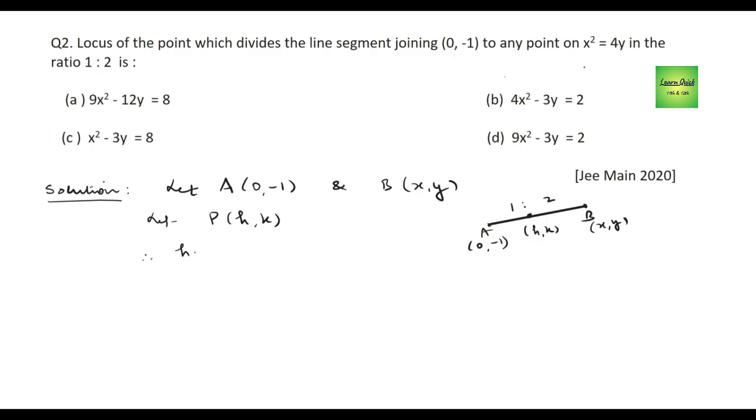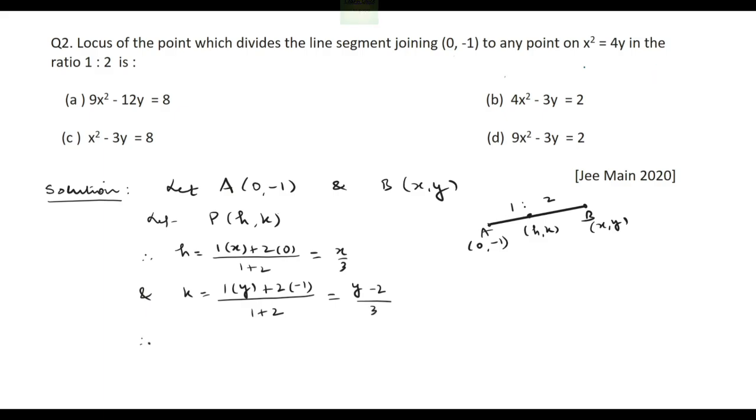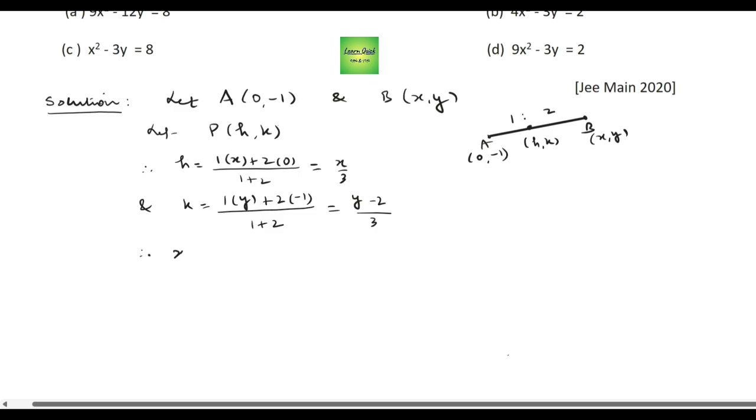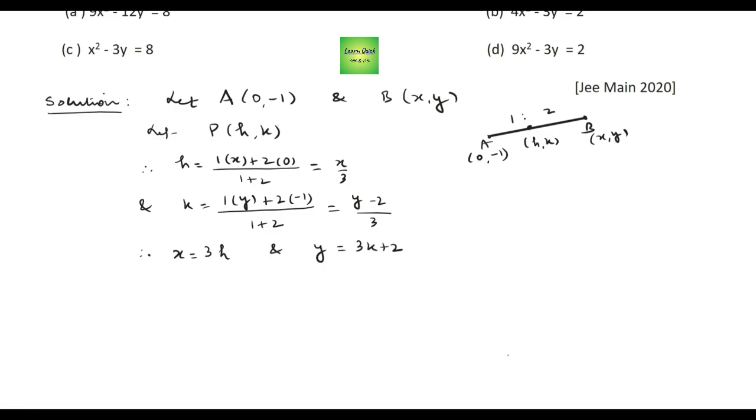This sketch shows the location of all these points and the ratio in which (h, k) is dividing A and B. Using the section formula, h can be written as (1·x + 2·0)/(1 + 2), and k can be written as (1·y + 2·(-1))/(1 + 2). So h is x/3 and k is (y - 2)/3. Now once again, getting x and y in terms of h and k, we can write x is equal to 3h and y is equal to 3k + 2.